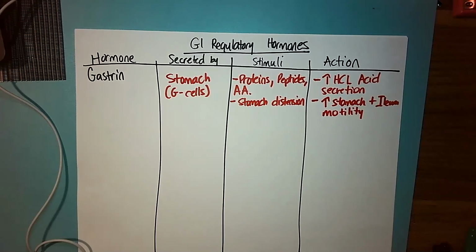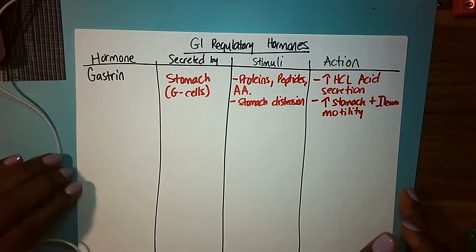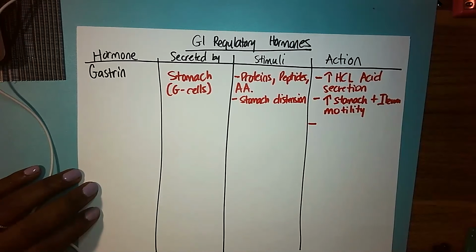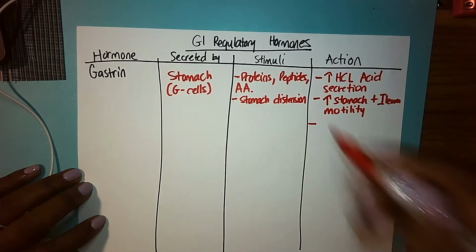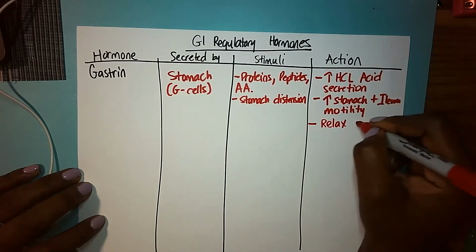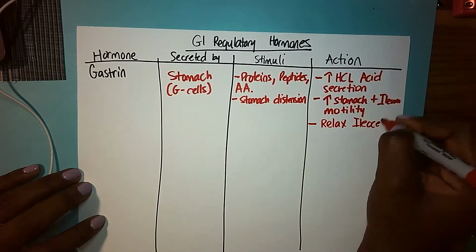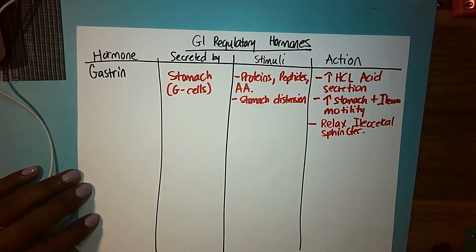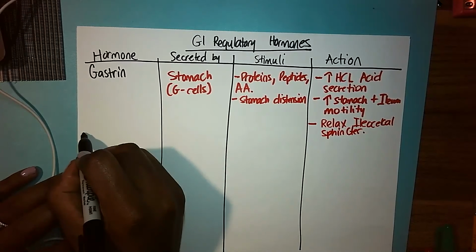Okay, so it's not only going to get the first part of the GI, the stomach, moving, but it's also going to get the distal part of the GI moving to kind of move things along. This is why sometimes right after you eat, you have to use the bathroom, right? It's going to get the distal part of the GI moving as well, the motility moving there. It's also going to relax the ileocecal sphincter, which is moving intestinal contents down into the colon. Okay, so that's gastrin. That's one of the first hormones.